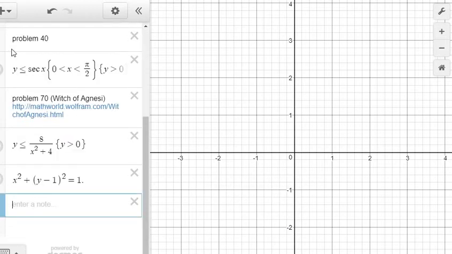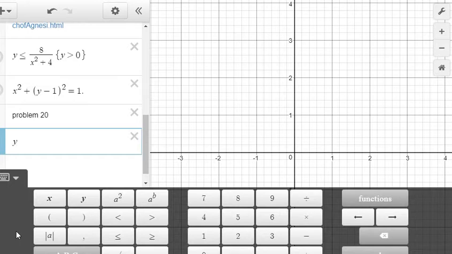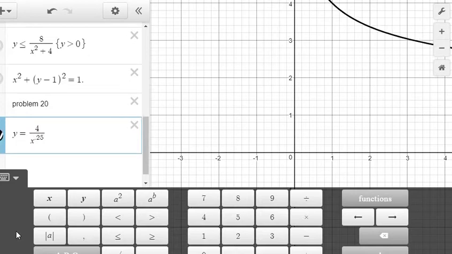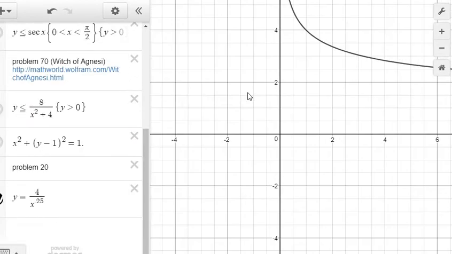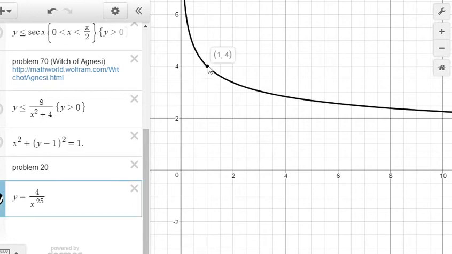Problem 20. And it's y equals 4 over the fourth root of x. I'm not going to try and find the key for the fourth root. I'm just going to raise this to the 0.25 power. Now, we're trying to find the area underneath this curve between 1 and infinity. So starting here at 1, moving all the way out to infinity, is there essentially a finite area underneath this curve? Well, we'll find out.